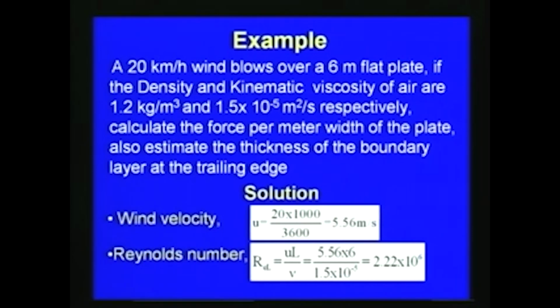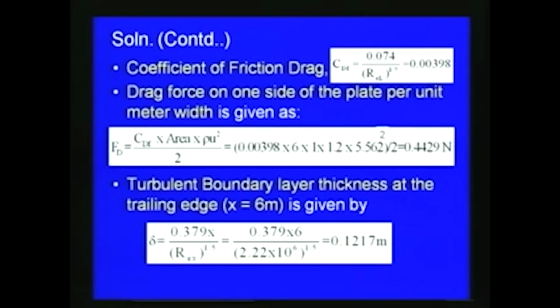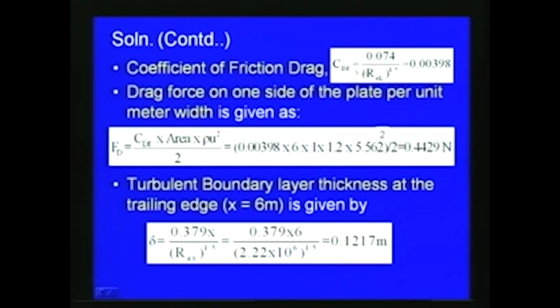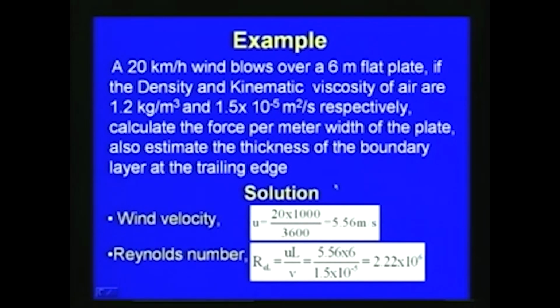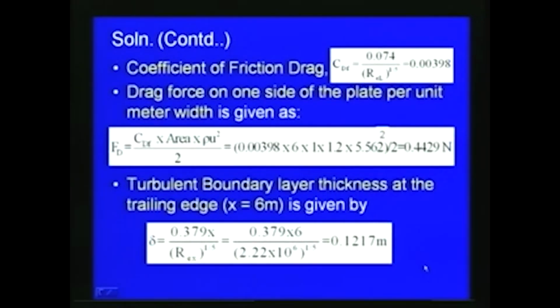So, we can utilize the equations which we have seen in the last lecture for the coefficient of friction drag and various other parameters. For the turbulent flow regime, we get CDF equal to 0.074 divided by Re_L to the power 1 by 5. In the previous slide we have seen that the Reynolds number is equal to 2.22 into 10 to the power 6.